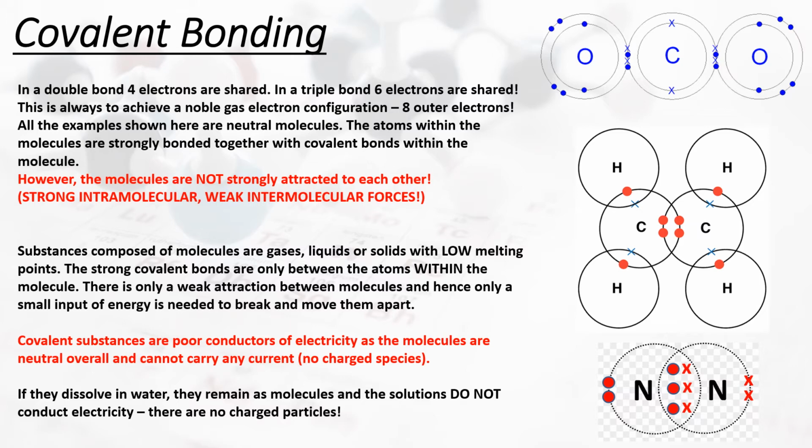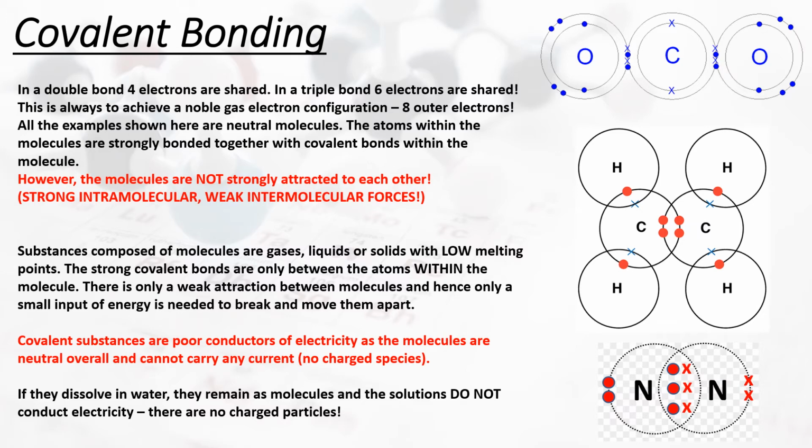Now, covalent substances are poor conductors of electricity because these molecules are neutral overall, and therefore they can't carry any current. There's no charged species in any of these examples here, and so typically covalent substances are very poor conductors of electricity. While these molecules may be able to move as a gas or a liquid, they can't carry charge. If they dissolve in water, they don't break up into constituent ions because they weren't formed from ions, they were formed from essentially neutral atoms sharing electrons. And so if they dissolve in water, they remain as molecules. The solutions do not conduct electricity.